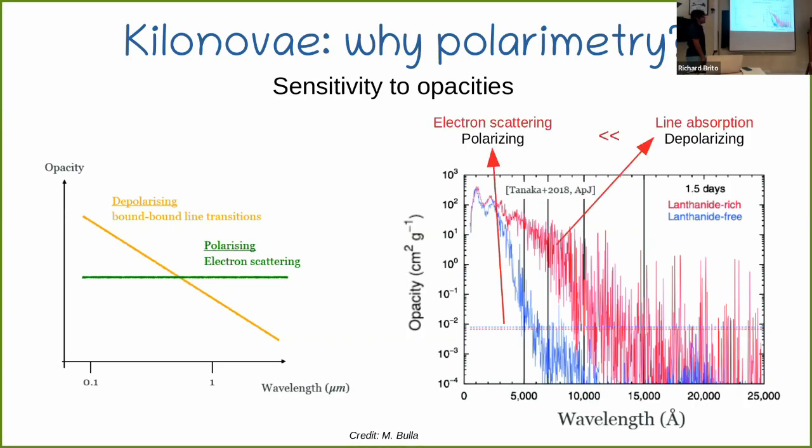So for the lanthanide-rich material, what you're going to have then is that the line absorption is much bigger than the Thomson absorption, right, in the optical regime. And so you're going to have much more depolarization for the lanthanide-rich. For the lanthanide-poor material, the electron scattering opacity is actually larger, and so you're going to have more polarization. Okay.